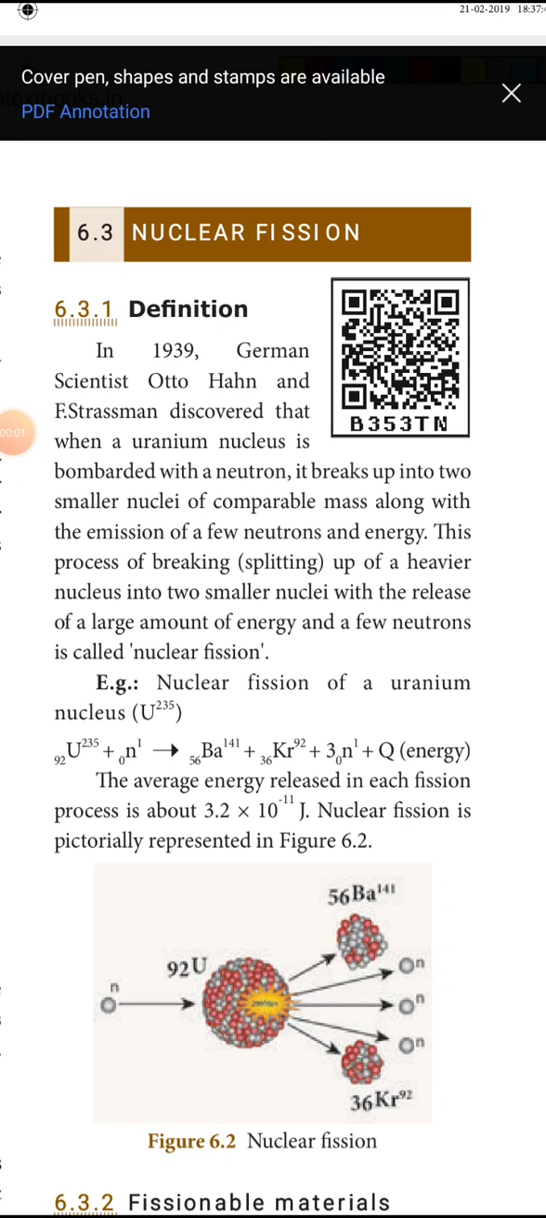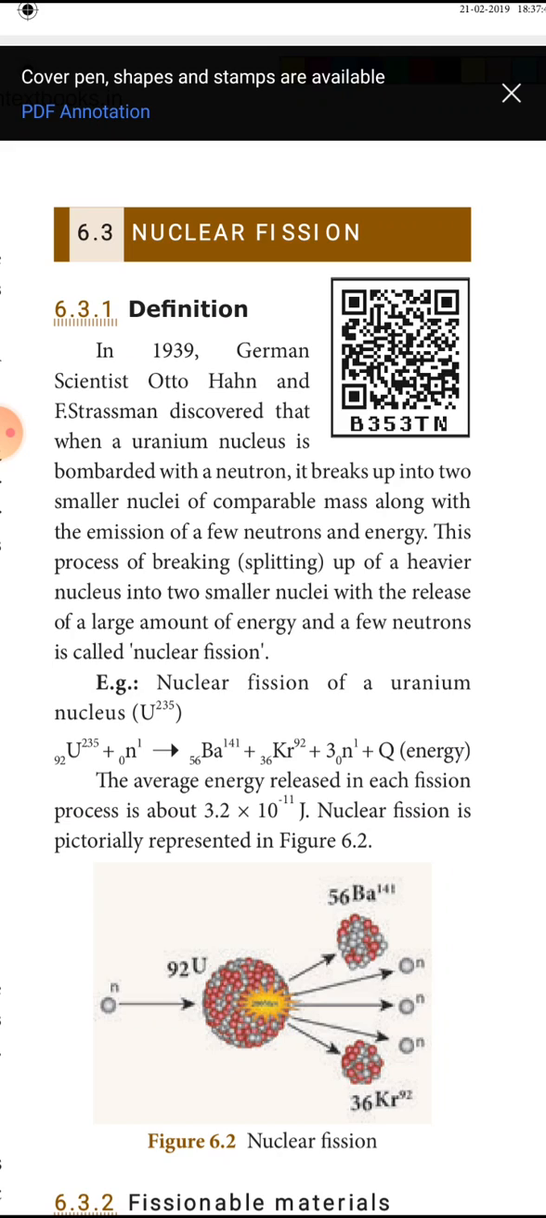Good morning, students. In this lesson, we had already seen nuclear radioactivity, artificial radioactivity, alpha, beta, and gamma decay, the properties of alpha, beta, and gamma rays. Today, we are going to see about nuclear fission.